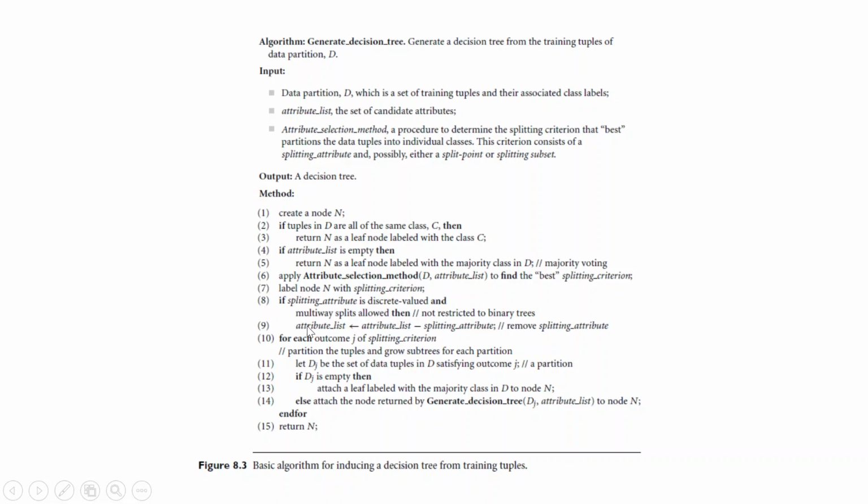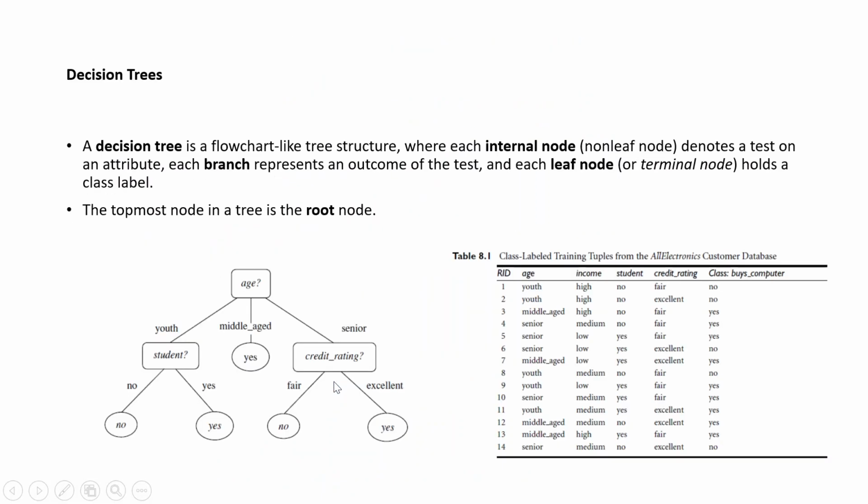Now for each outcome j of the splitting criterion, age being the splitting criterion, that is for young, middle-aged and old, you group them. Let Dj be the set of data tuples satisfying outcome j. In our example j might be young, so Dj is for young. That is basically your splitting.